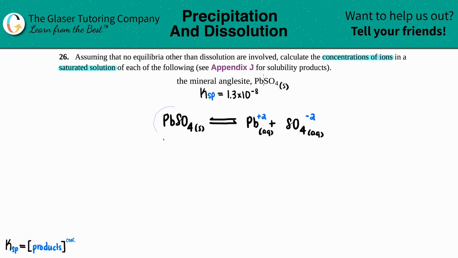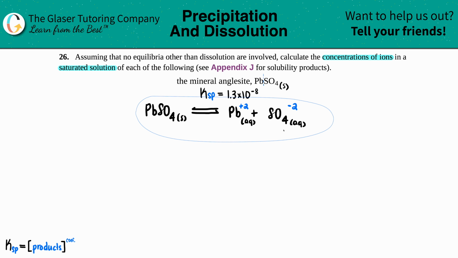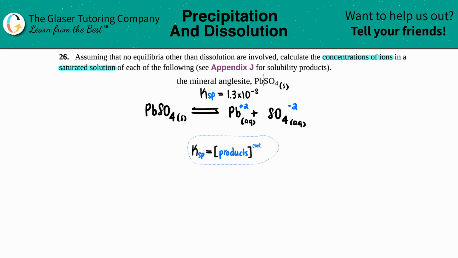Here we go. Now let's take that equation and write the general Ksp. Ksp equals the concentration of the products raised to their coefficients. So in this case, Ksp equals the concentration of Pb2+ times the concentration of sulfate, SO4 2-, raised to their coefficients. Both of them only have a 1 in front, so you can raise them both to the first, but just leaving them is the same thing.